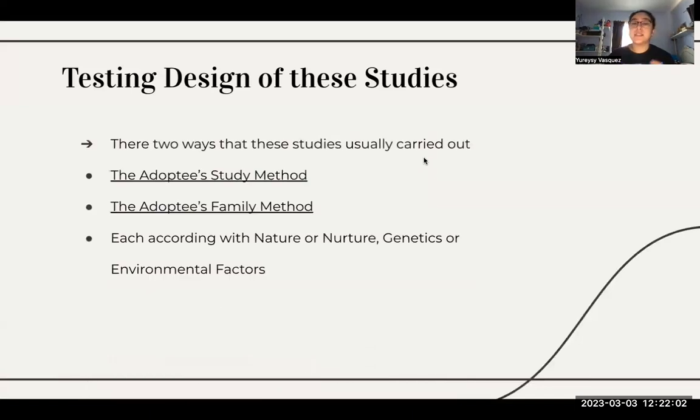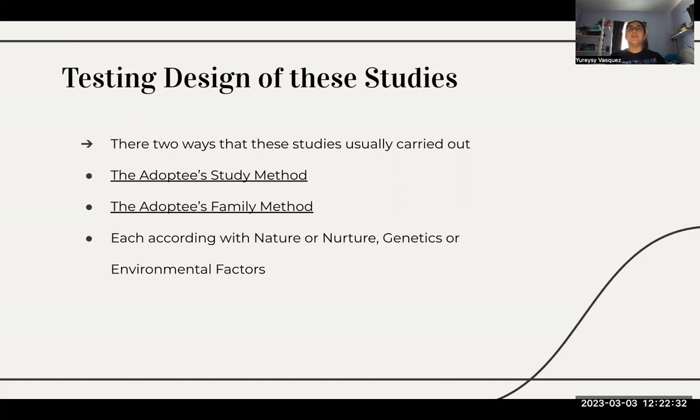So there's a lot of testing designs in these studies. There are two ways these studies are usually carried out: the adoptive study method and the adoptee's family method. The adoptive study method is basically the similarities between their biological family and their environmental family. And of course, there's going to be a lot of similarity with their biological family, but they want to see how similar they become to the people that raised them, that were around constantly. Even though biology is in you, what's around you can affect you just as much.